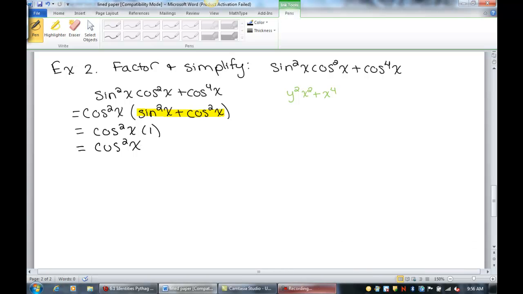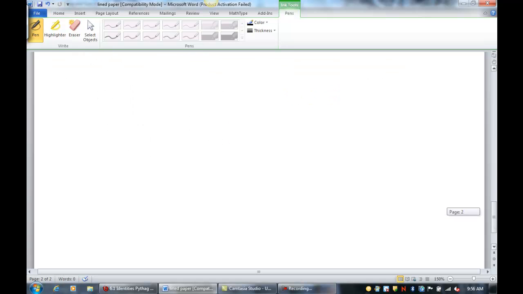All right, so let's take a look at another example. Example 3. And we're going to simplify the trigonometric expression. We've got cotangent of negative theta over cosecant of negative theta.